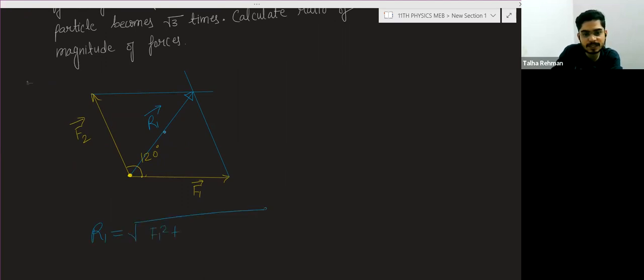So the resultant R1 is given by the square root of F1 square plus F2 square plus 2 F1 F2 cos of 120 degree.